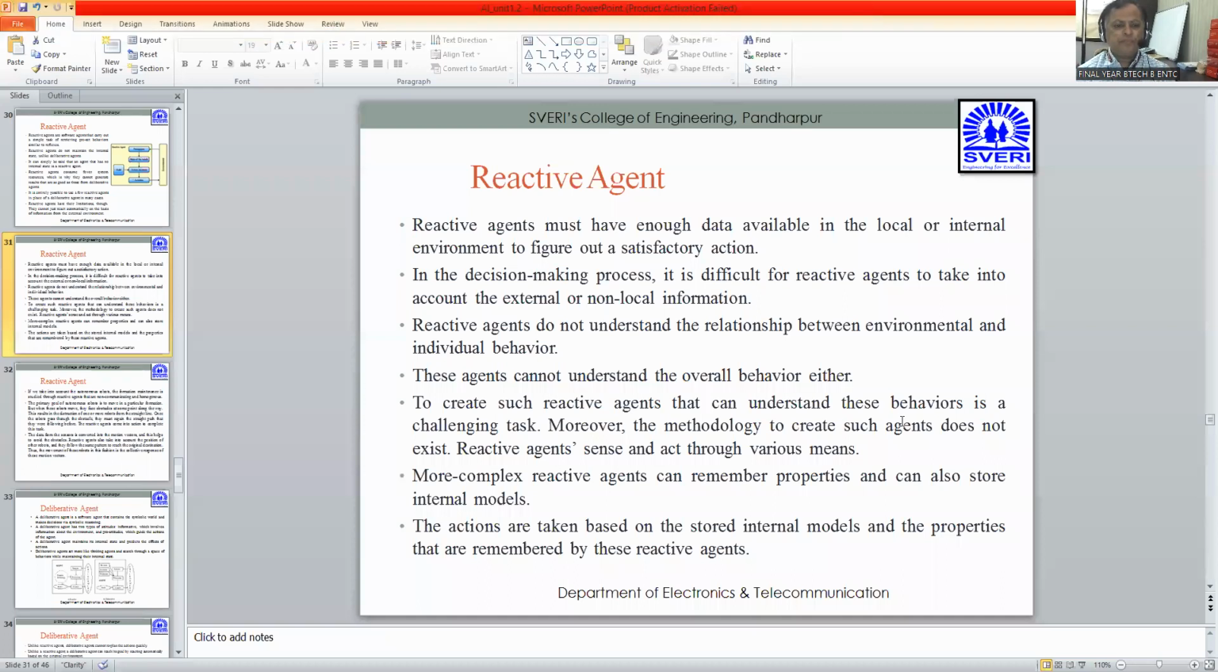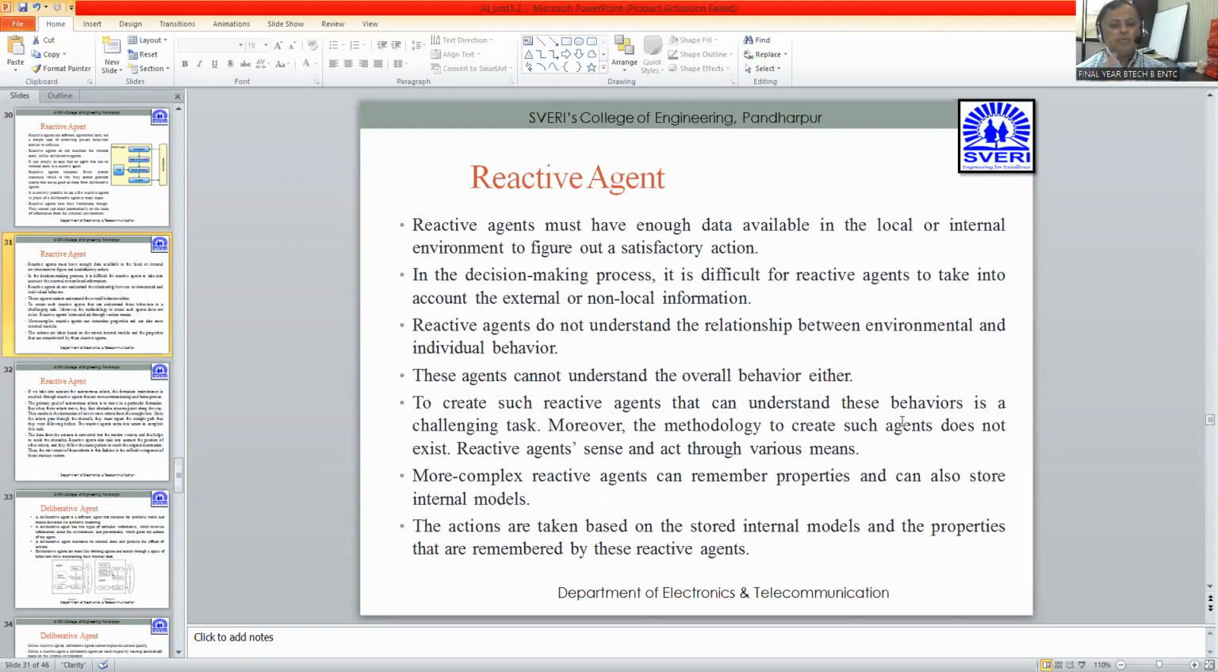More complex reactive agents can remember properties and can also store internal models. So if you want to get a little into the advancement of more complex reactive agents, then these agents can only remember some of the properties, and they can store some kind of internal models. That's it, it can be achieved. Otherwise, it is quite a limited reactive agent. The actions are taken based on the stored internal models and the properties remembered by these reactive agents. So if you want to go with a complex reactive agent, then it will take the help of the internal models that are stored.